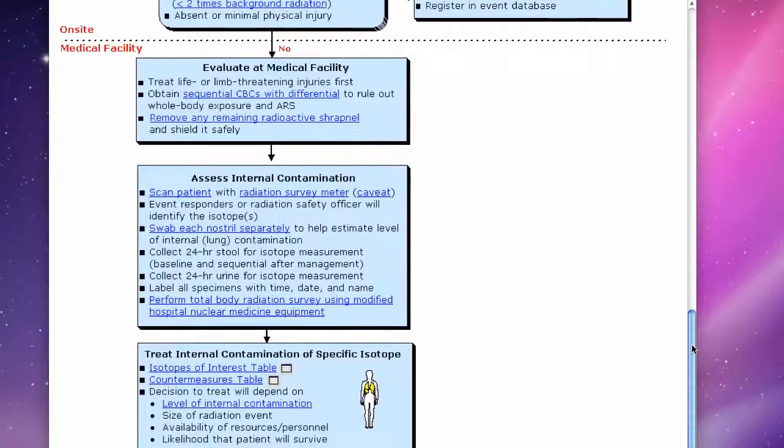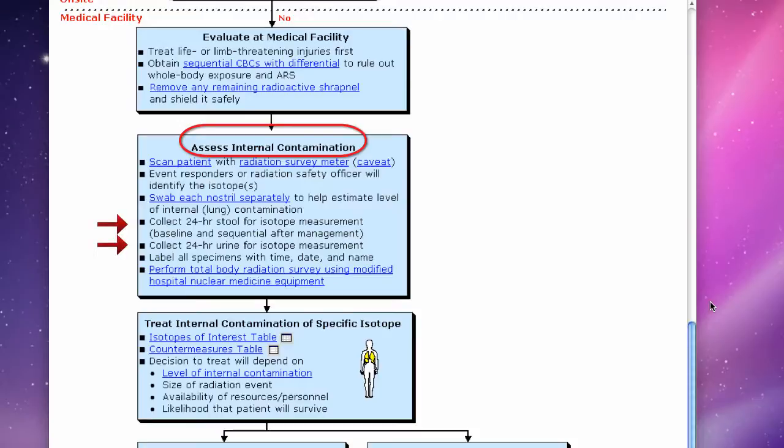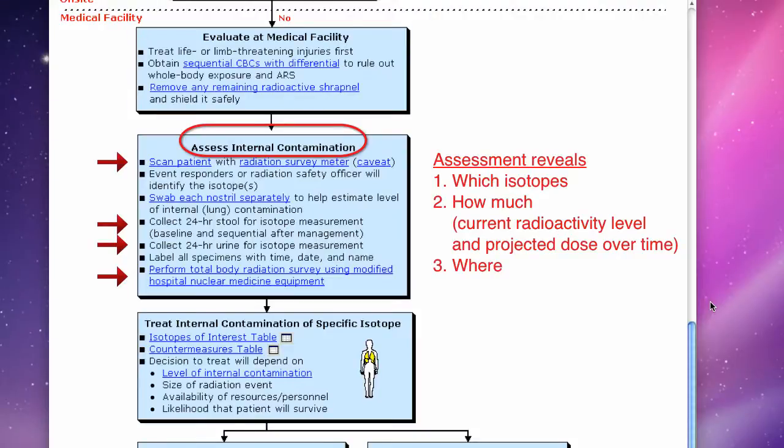At the medical facility, injuries are addressed, including any wounds with radiation contamination or shrapnel, and detailed assessment for internal contamination is performed. This usually includes obtaining body fluids for radiation bioassays, using radiation survey meters, and possibly using radiation imaging devices modified for this specific task. These diagnostic procedures identify specifically which radioisotopes are present, how much there is, and where it is in the body.